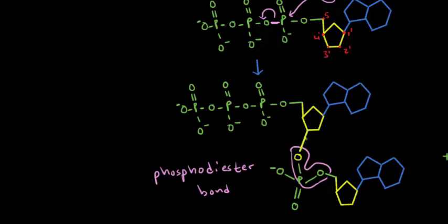And I want you to remember that it's connecting the 3 prime carbon of one nucleotide to the 5 prime carbon of another nucleotide. And the reason it's so important to remember this is because in a few minutes we'll see that this actually determines the orientation of DNA. But anyway, back to our phosphodiester bond. Where do we get this name from?